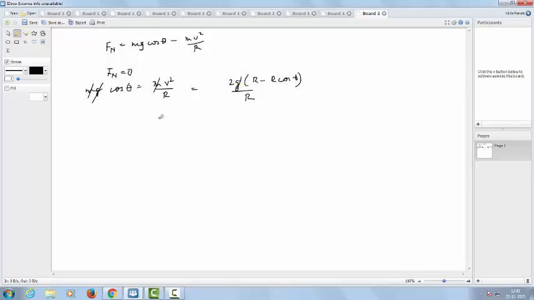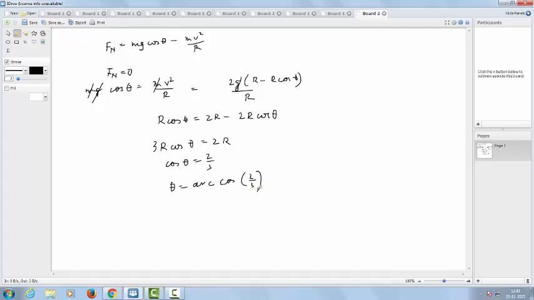and this gives us r cosine theta equal to twice r minus twice r cosine theta. So this gives us 3r cosine theta equal to twice r. This gives us cosine theta equal to 2 by 3, which gives us theta is equal to arc cosine 2 by 3. That is the answer.